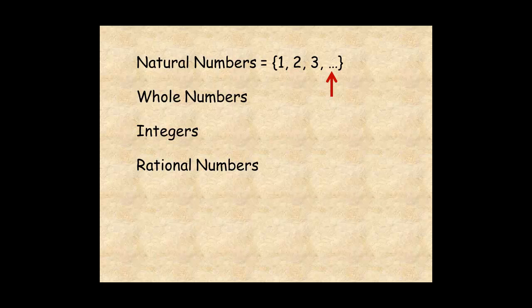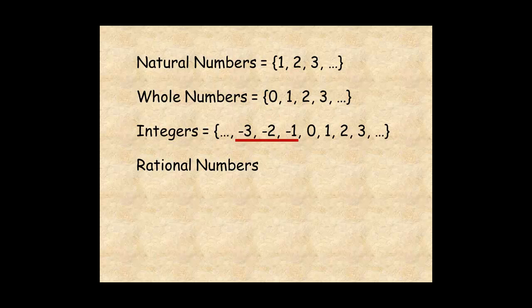If you combine the natural numbers with the number 0, you have the set of whole numbers. If you combine the set of whole numbers with their inverses or negatives, you have the set of integers. Finally, the set of rational numbers is a set of numbers that can be written as the ratio of 2 integers, a over b, where b, the denominator, can't equal 0. Division by 0 is not defined in algebra.